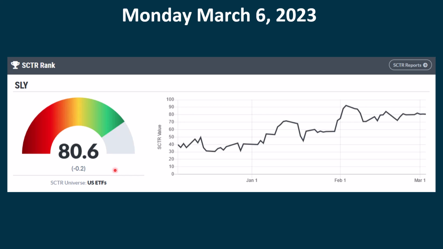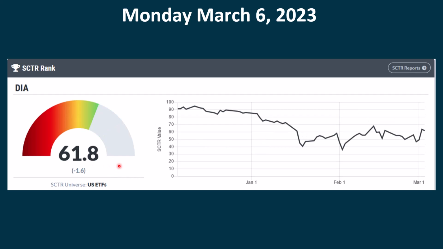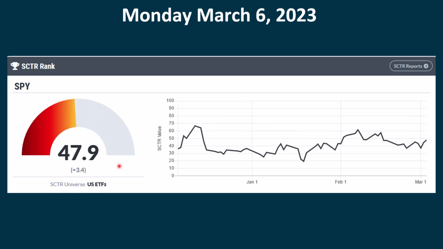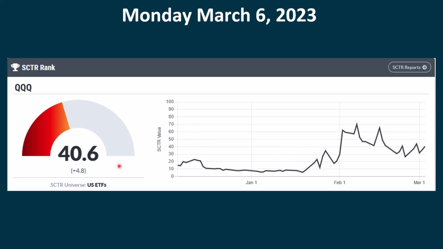In second place are the small caps coming in at 80.6. In third place are the diamonds coming in at 61.8. The S&P 500 comes in next at 47.9. And in last place are the Qs coming in at 40.6. So we've seen some improvement in our Scooter scores, but they're not giving us that 90 plus range that we would see in a really strong market.